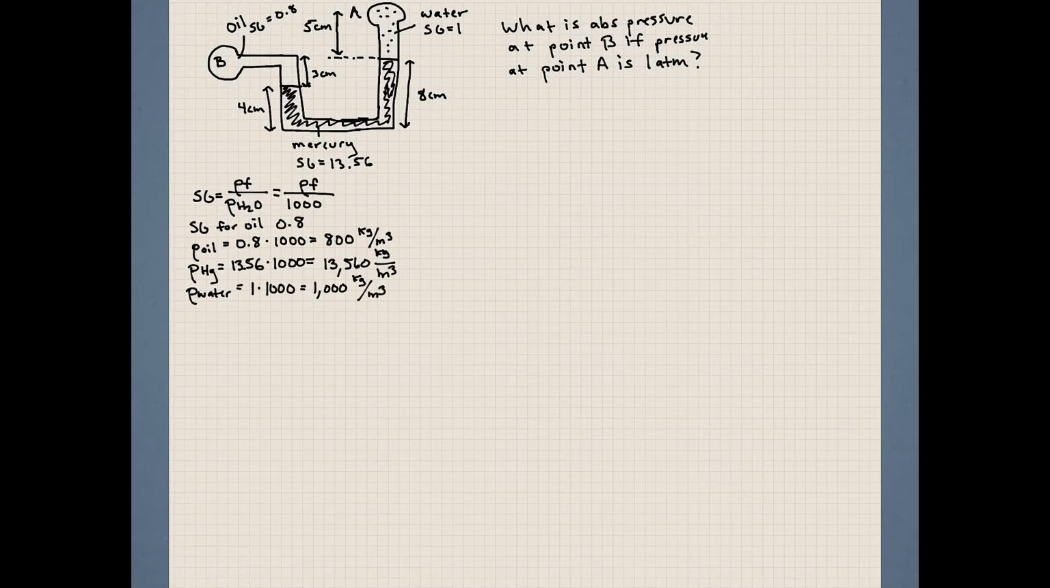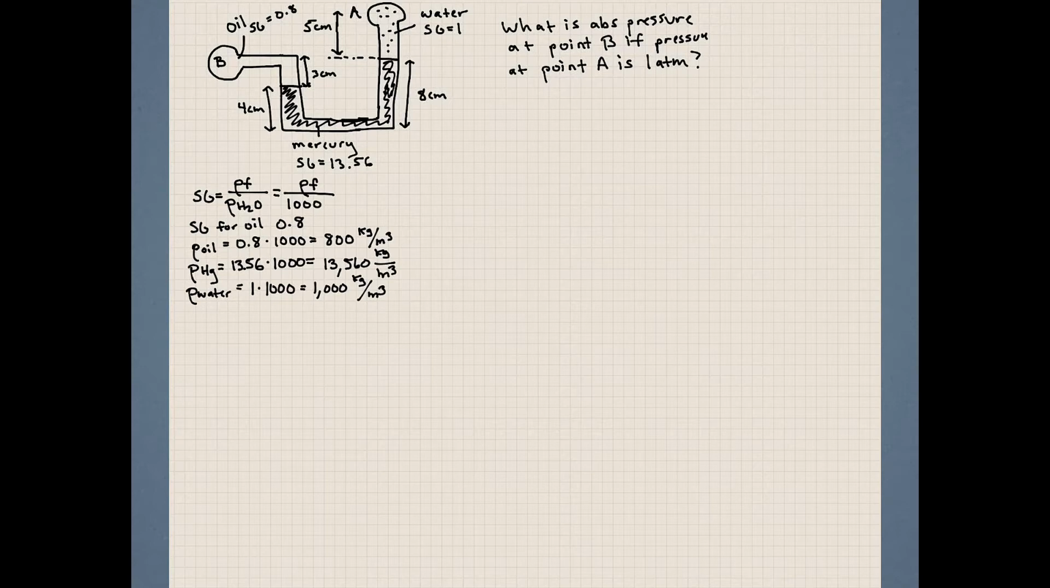Alright, so now we have the densities of all these fluids, which is important in a manometer problem. What this manometer problem is asking: we have a pressure at point B and a pressure at point A. We want to find the absolute pressure at point B, which is the section filled with oil, if we know that the pressure at point A is 1 atmosphere and it's filled with water. So let's do this calculation.